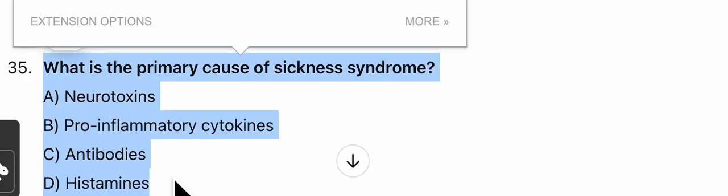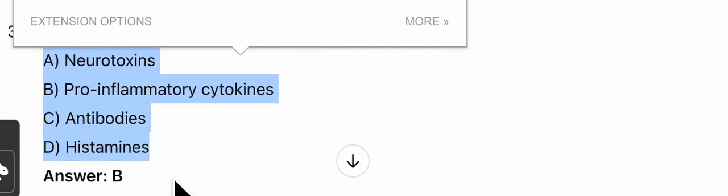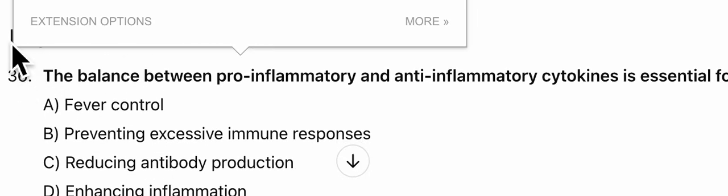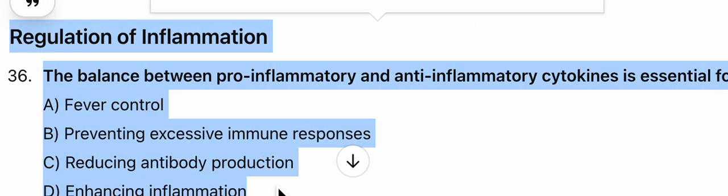What is the primary cause of sickness syndrome? A. Neurotoxins. B. Pro-inflammatory cytokines. C. Antibodies. D. Histamines.